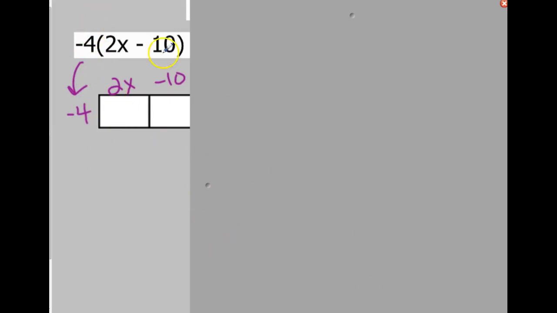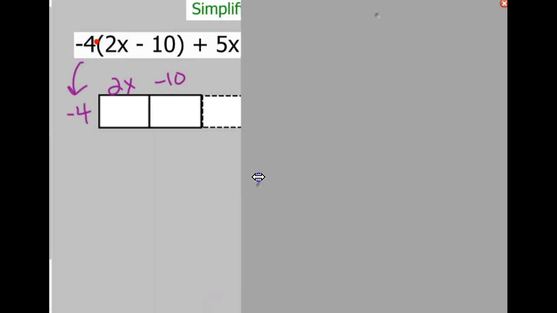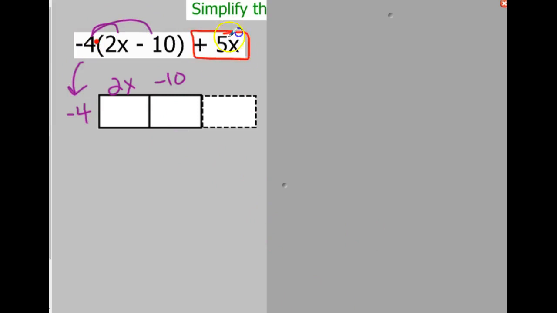Notice we know the teacher is this negative 4 because it's touching the parentheses. This 5x is not touching. There's a plus sign between there. So this was our teacher giving candy to everybody in the classroom. But this 5x is not in the classroom. So it's like somebody standing out in the hall.